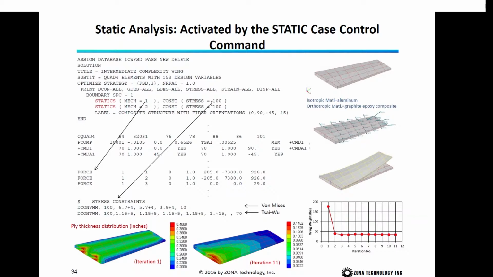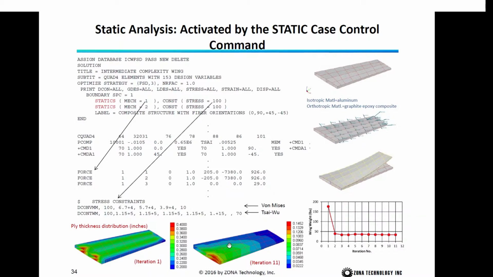stress constraint. So the stress constraint refers to the DCONVMM, then DCONTWM. This is used by the von Mises stress equation. This is the Tsai-Wu stress equation.